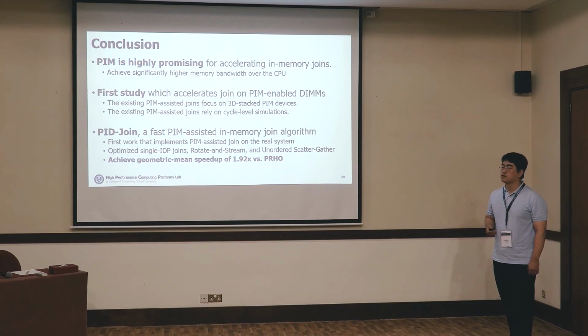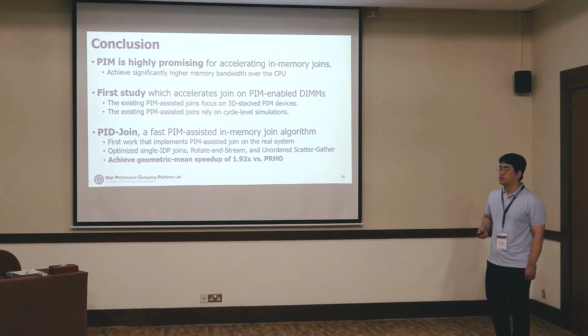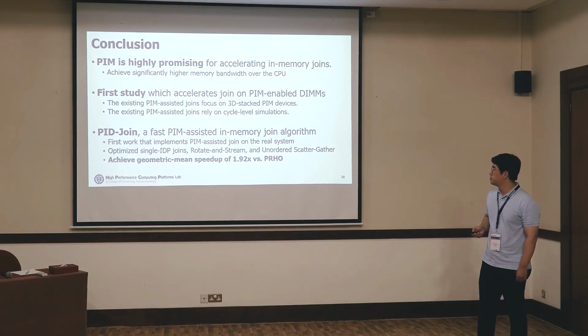For the conclusion, PIM is a highly promising device for overcoming the memory wall. However, prior works commonly focus on 3D-stacked memory, and they only rely on background simulations. Thus, this is the first study which accelerates join on PIM-enabled DIMMs. And PID-Join is the best PIM-assisted join under PIM-enabled DIMMs. It can achieve a joining speedup of 1.9 times compared to PRHO.